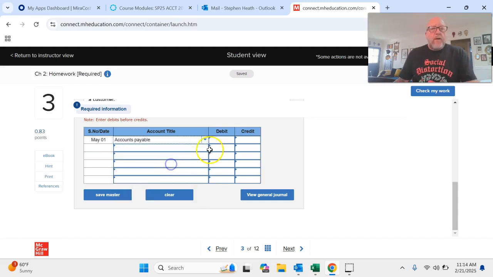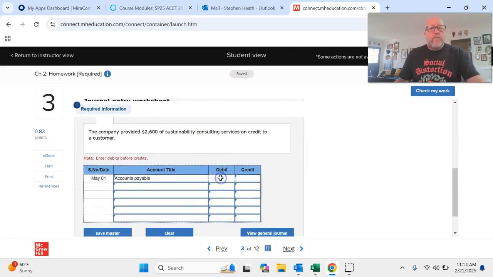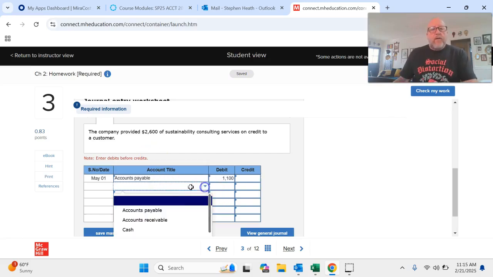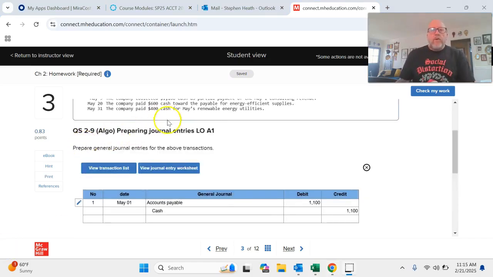So it's accounts payable debit of 1,100. And then it's cash, a credit of 1,001. All right. Moving on to question four.